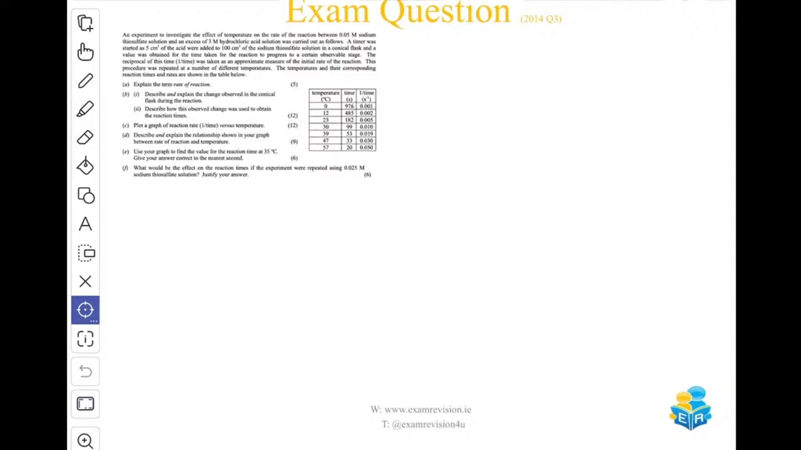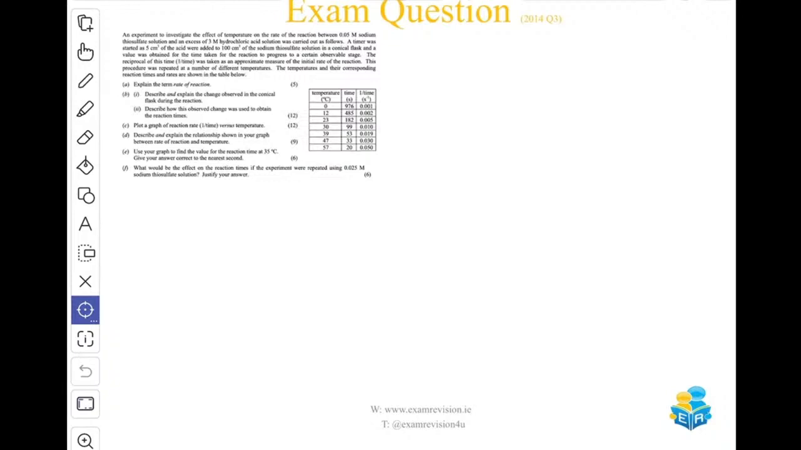Okay, so let's begin. It says, an experiment to investigate the effect of temperature on the rate of reaction between 0.05 molar sodium thiosulfate solution and excess 3 molar hydrochloric acid was carried out as follows. A timer was started as 5 centimeters cubed of acid was added to 100 centimeters cubed of sodium thiosulfate, and a value was obtained for the time taken for the reaction to progress to a certain observable stage. The reciprocal of the time, 1 over the time, was taken as an approximate measure of the initial rate of reaction. So here they gave you 1 over time in the question. This procedure was repeated for a number of different temperatures, and the temperatures are shown below.